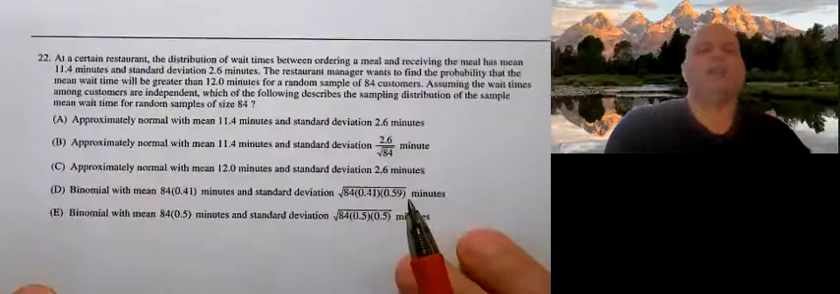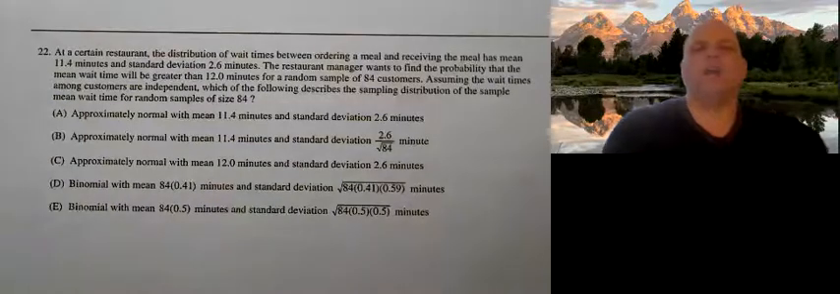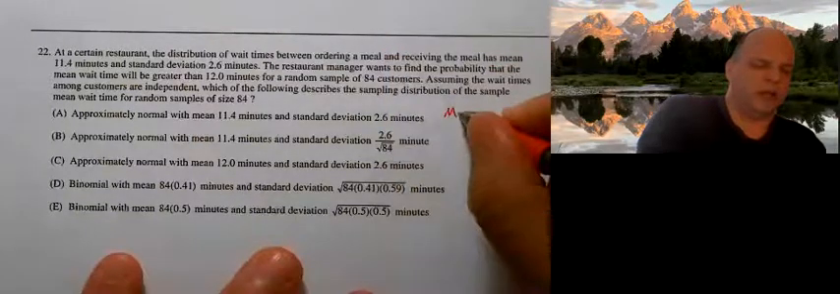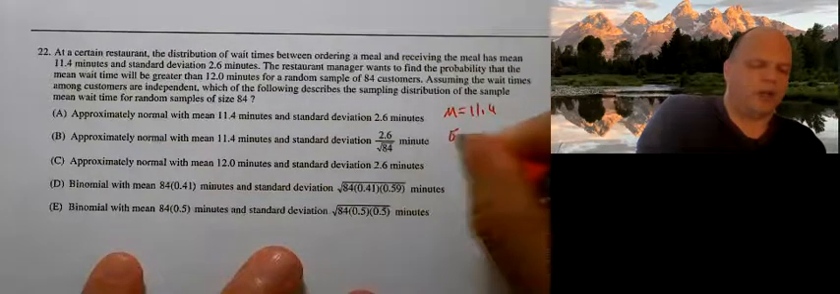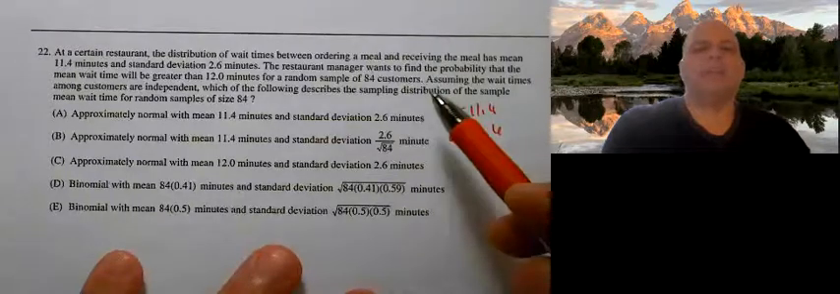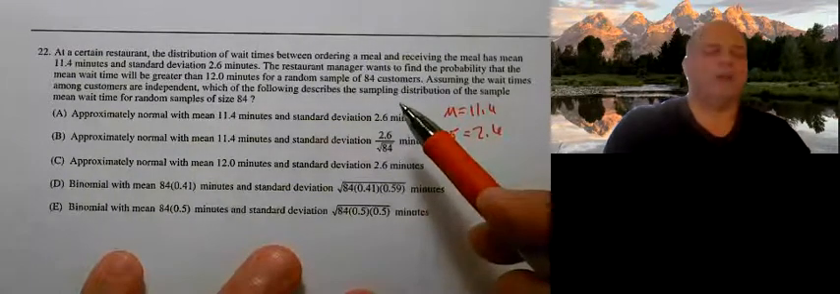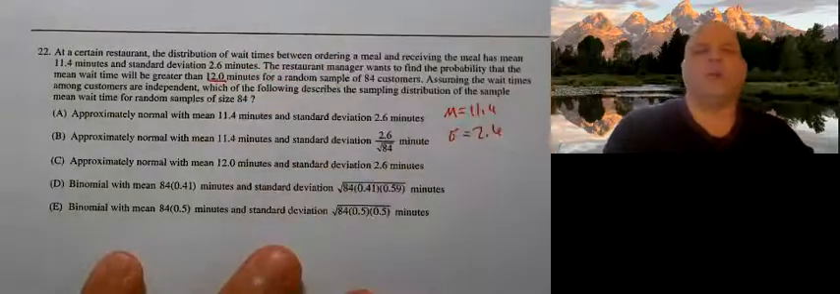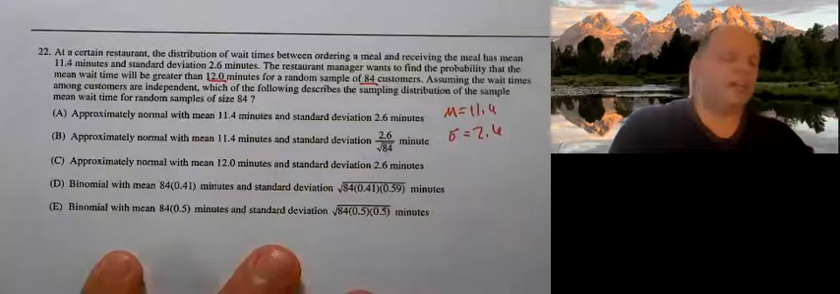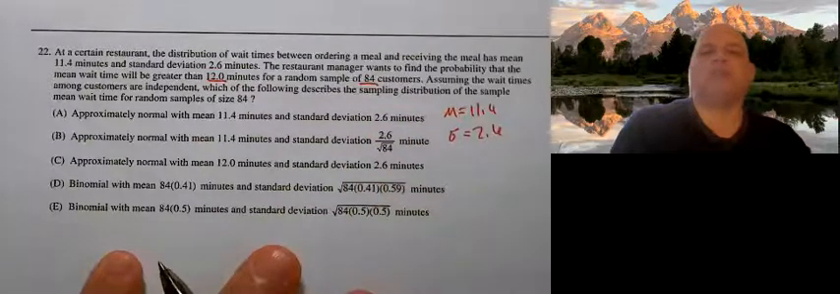All right, 22. At a certain restaurant, the distribution of wait times between ordering a meal and receiving the meal has a mean of 11.4 and a standard deviation of 2.6. All right, mean is 11.4, standard deviation is 2.6. The restaurant manager wants to find the probability that the mean wait time will be greater than 12 minutes for a random sample of 84 customers. Notice we don't know the shape of the underlying distribution. So we had to have a sample size of 30 or greater.